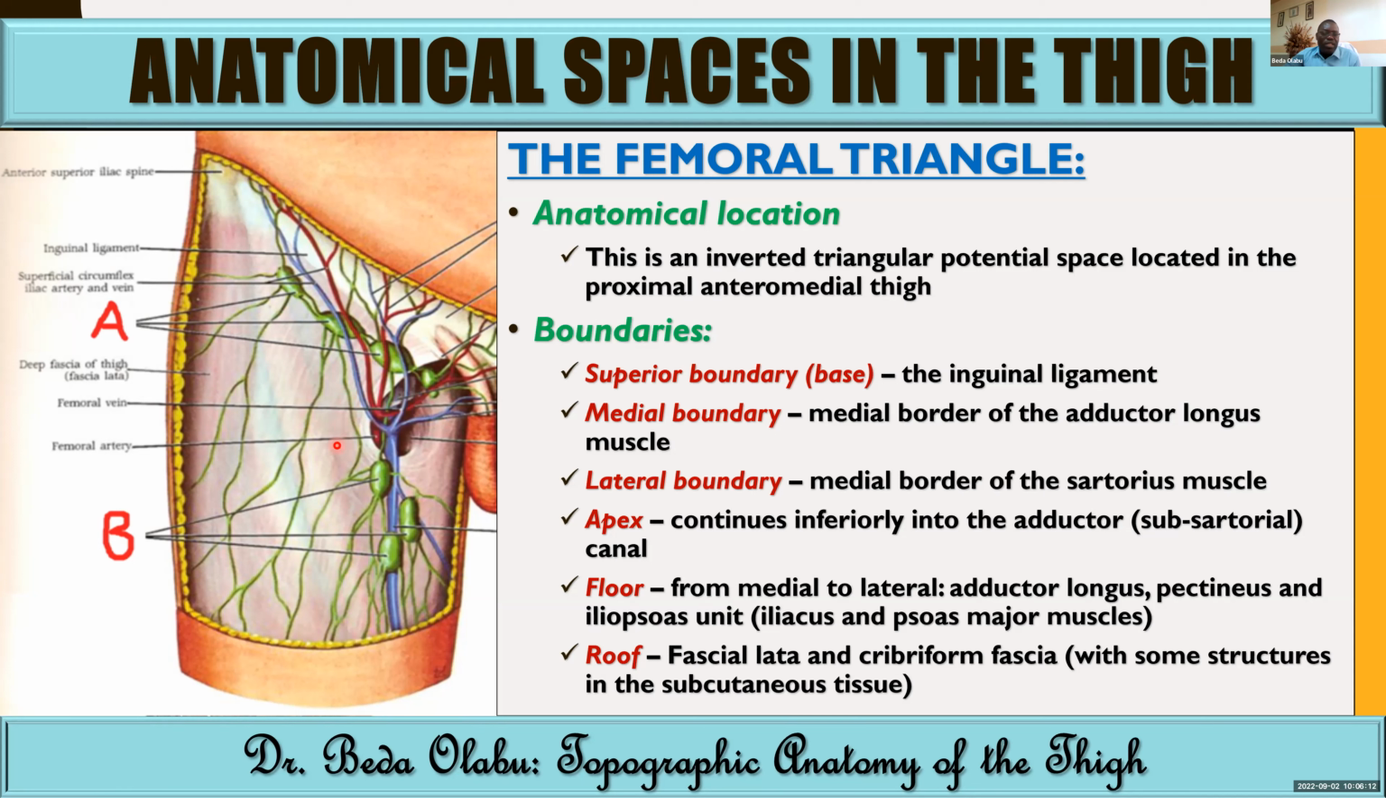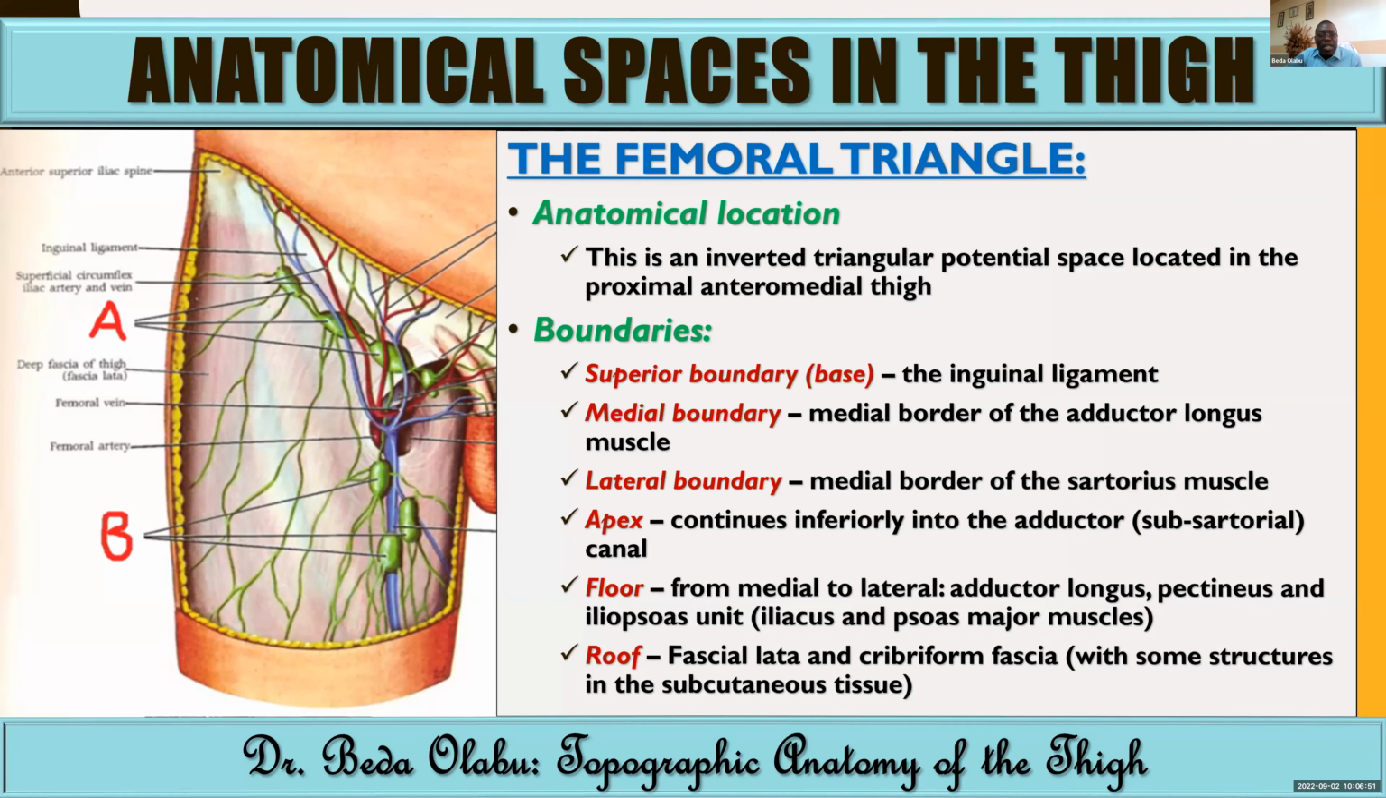However, within this roof, we have various structures in the subcutaneous tissue. We had already mentioned them. The termination of the great saphenous vein, the superficial inguinal lymph nodes, both the transverse and the vertical group, and some superficial veins as well that terminate into the great saphenous vein, like the superficial circumflex iliac, superficial epigastric, and superficial external pudendal, as shown in that particular image. They're also in the subcutaneous tissue. Those are the boundaries of the femoral triangle.